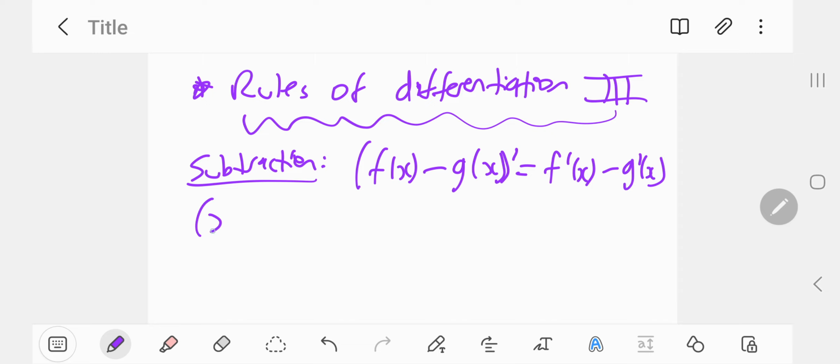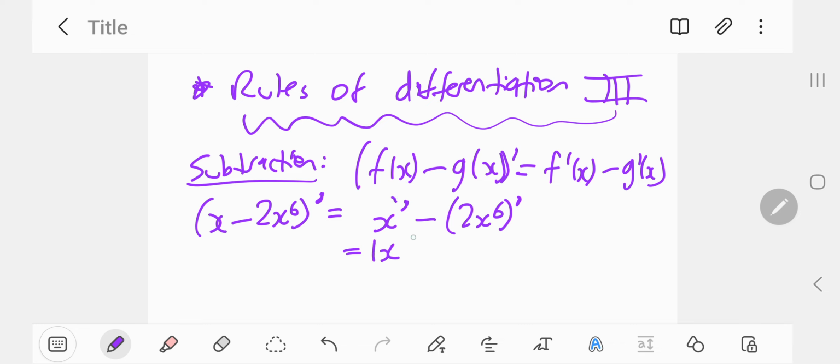Okay. Suppose you've got x minus 2x to the 6. To differentiate this, what you do is you take the derivative of each function. Okay, derivative of x is just 1 because x to the 1, right? So bring down the 1, multiply by x, reduce the power by 1, it's 0.